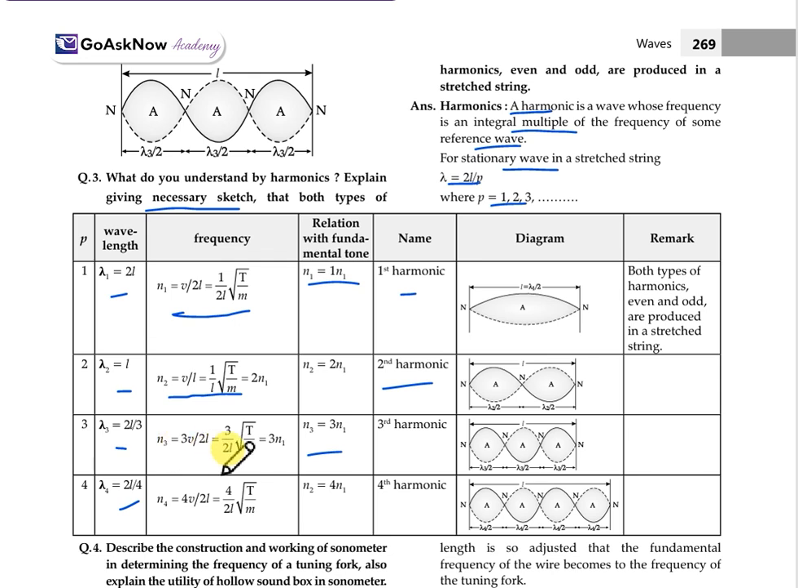it means n3 equals 3v upon 2L, or 3 upon 2L square root of T upon m, which equals 3 of n1. It means n3 equals thrice of n1. So it will be the third harmonic. Same for 2l by 4, it will be the fourth harmonic.